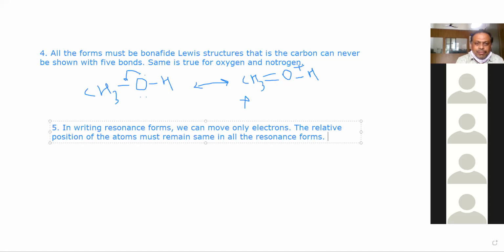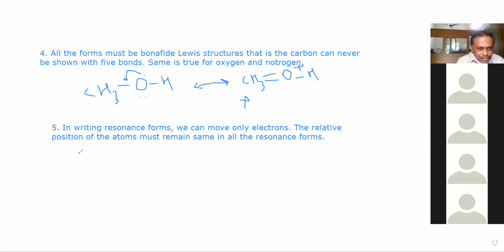In writing resonance form, we can move only electrons. फक्त pi electrons shifts करायचे. The relative position of the atom must remain same in all the resonance forms. Atom की position change होणार नाही. फक्त कशाची position change होईल? Carbon carbon double bond or pi electrons.